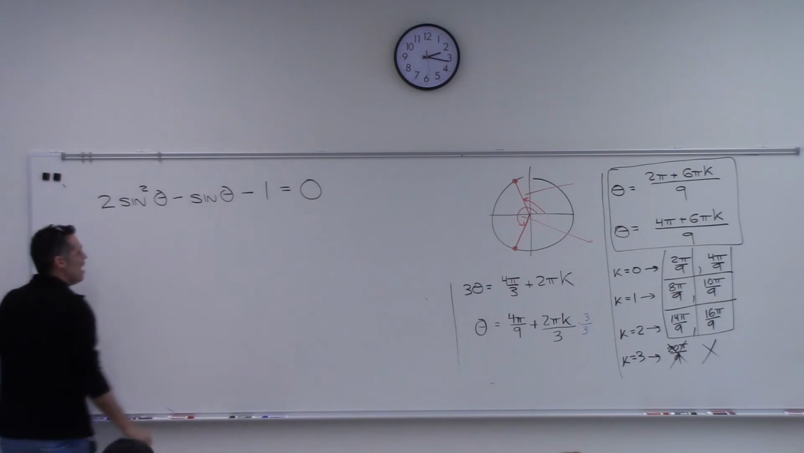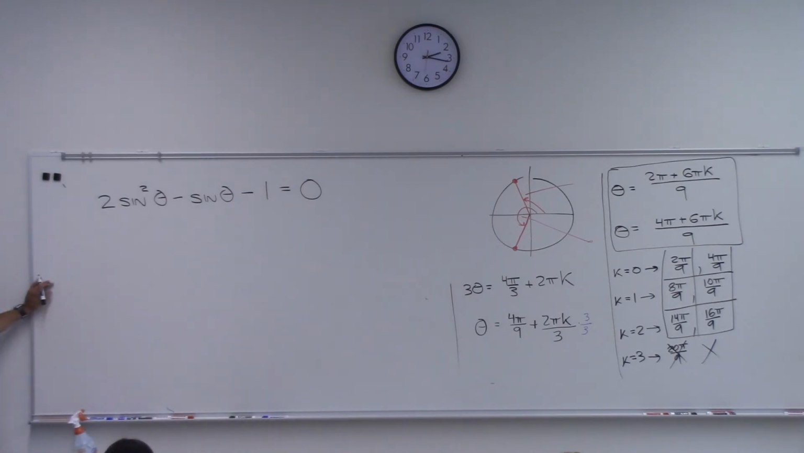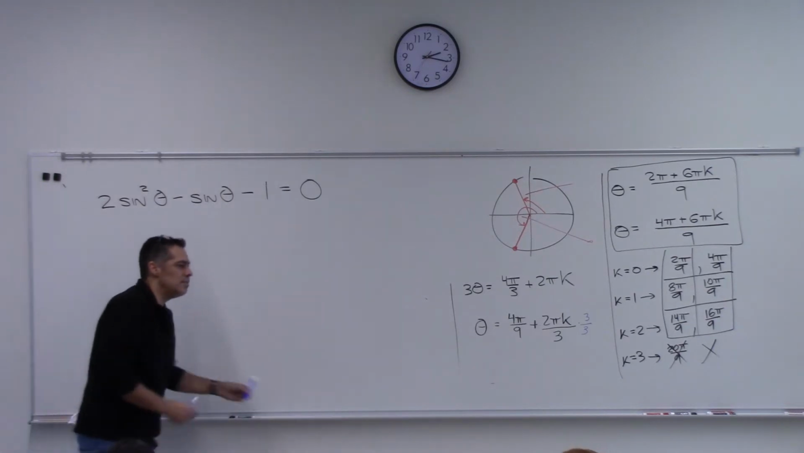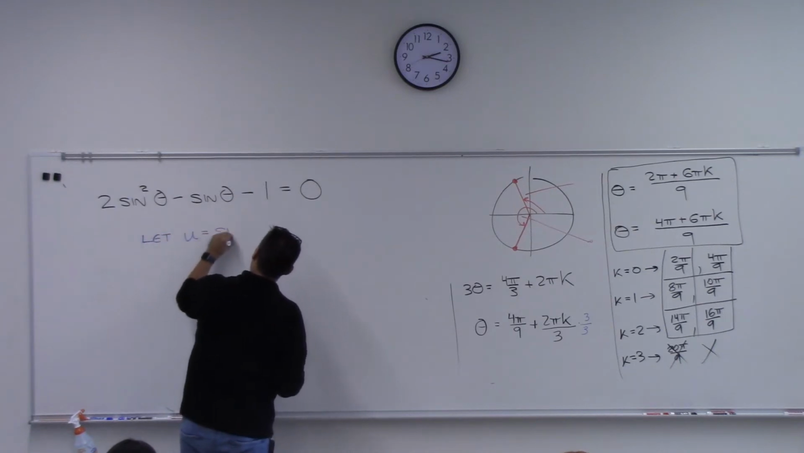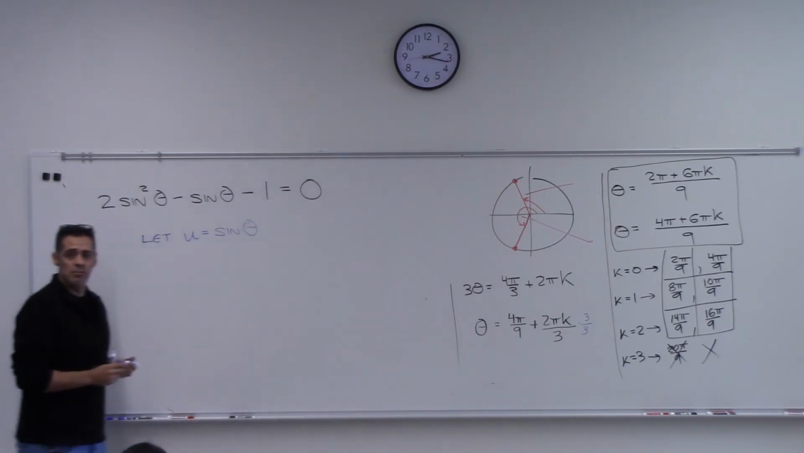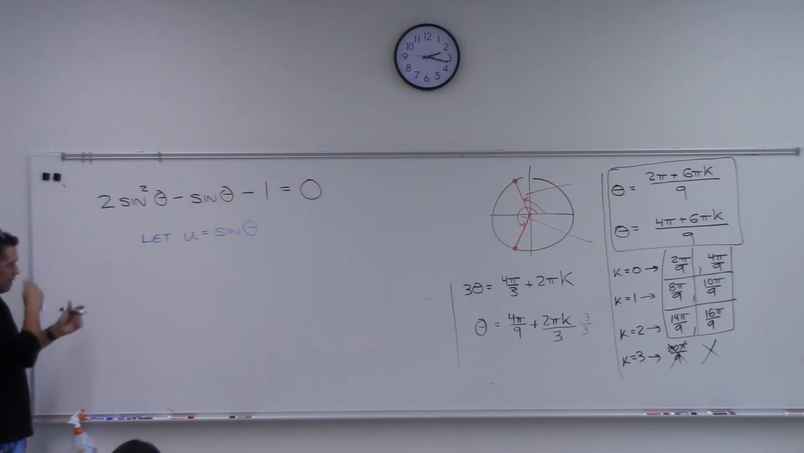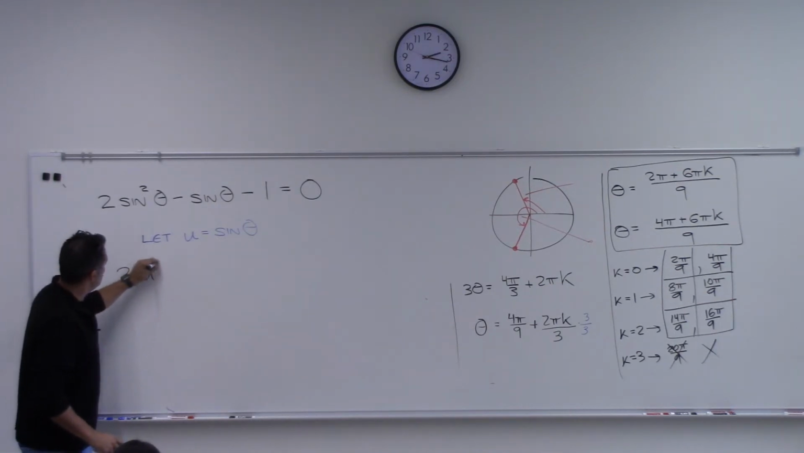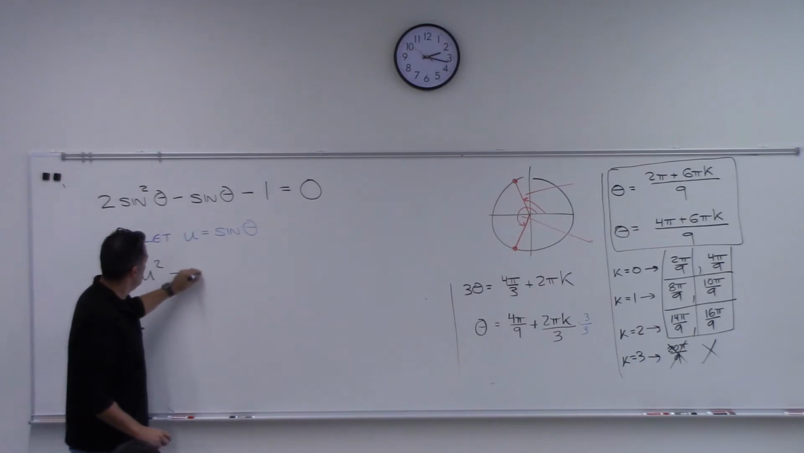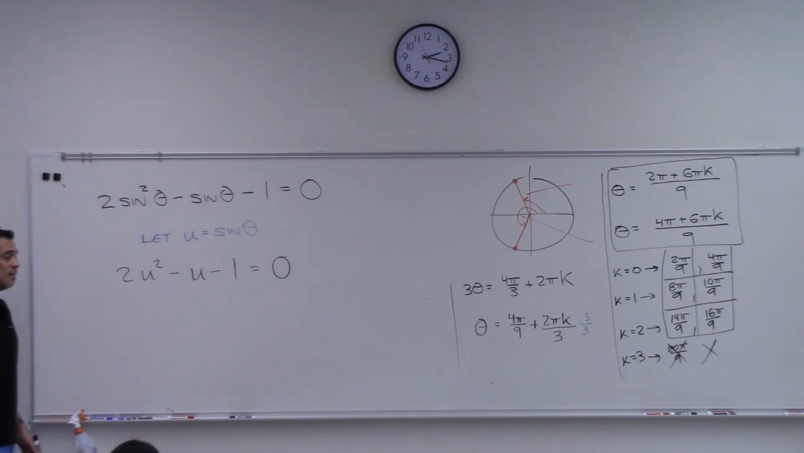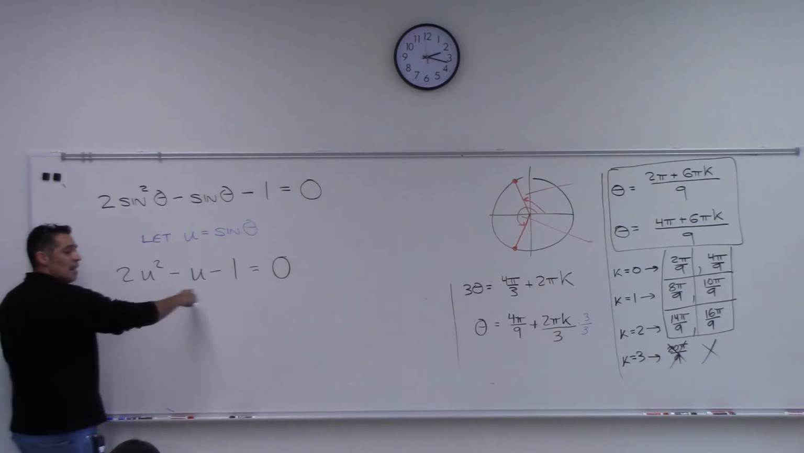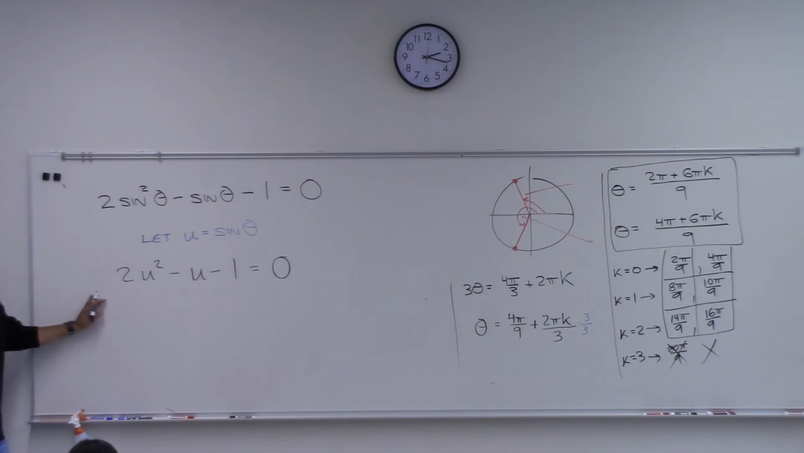What does this look a lot like? If you squint your eyes, it looks like a quadratic, doesn't it, kind of? Just imagine I asked you to do this. If I said, let u make a substitution, replace all of your sine thetas with u, what would this equation look like? 2u squared minus u minus 1 equals 0, right? That's what that would look like. And to solve a quadratic equation like this, you could either factor or you could use a quadratic formula, right?